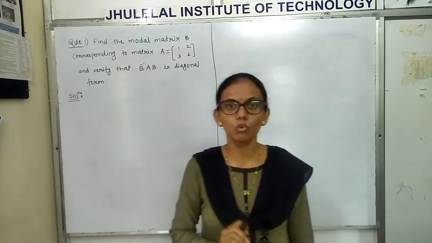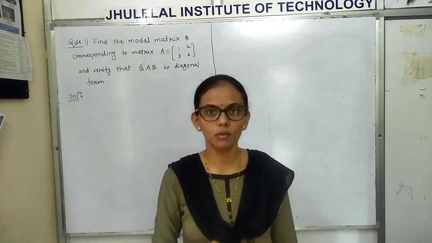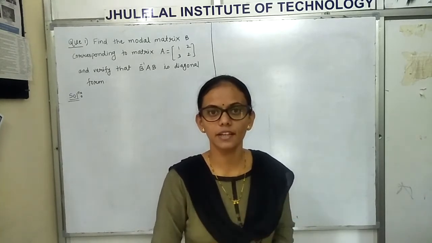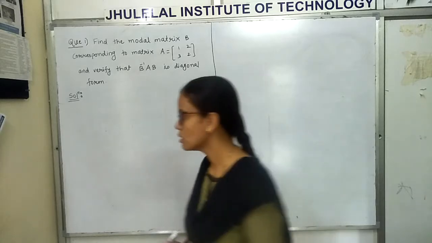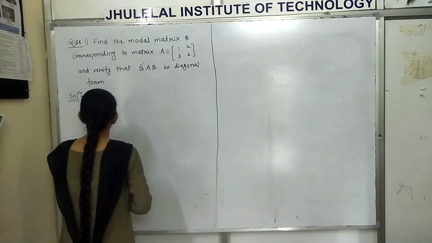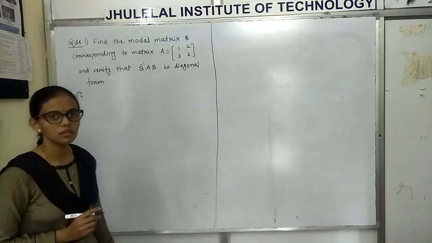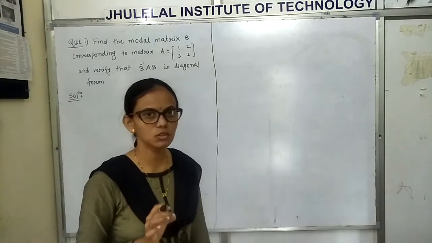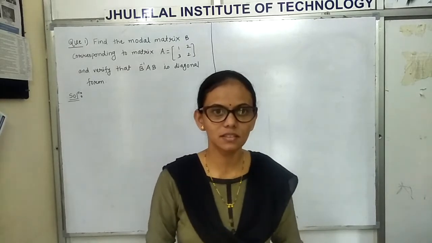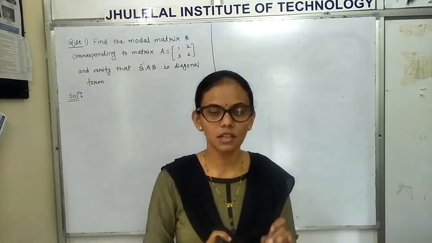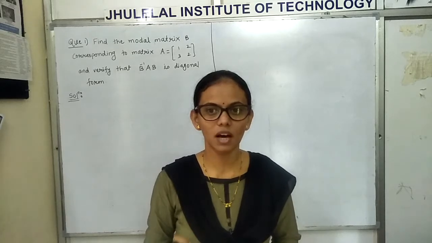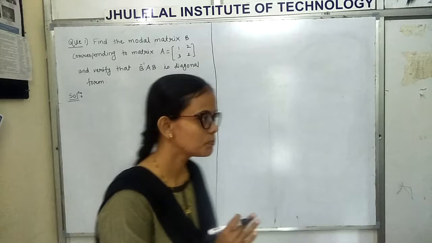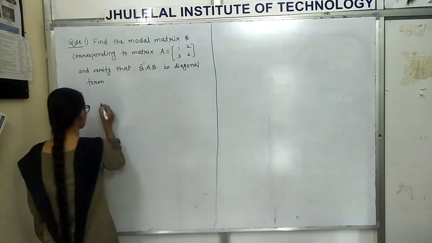In order to find the model matrix B, first we require its eigenvalues and eigenvectors. So first of all, I am calculating the eigenvalues of the given matrix A. So what is the condition to find eigenvalues? As discussed in the previous video, it is determinant of A minus lambda I equal to 0, which is called the characteristic equation. So I am starting with the characteristic equation.